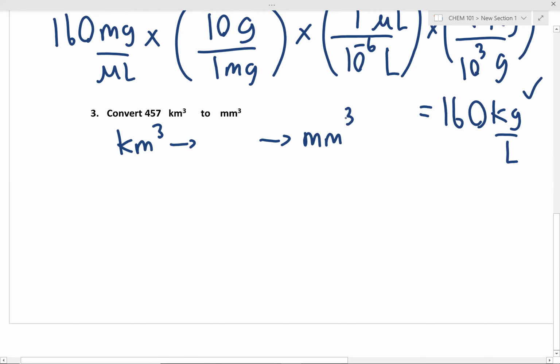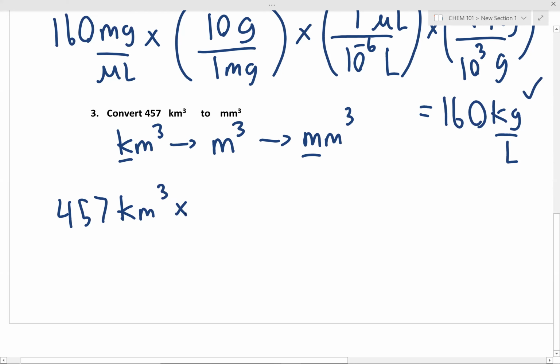Now, as we're going from a prefix to a prefix unit, what unit do we go through? Meters, or the base unit of meters. And instead of just meters, in this case, it would be meters cubed. Okay, perfect. So far, so good. Now, writing out our starting units, we have 457 kilometers cubed.